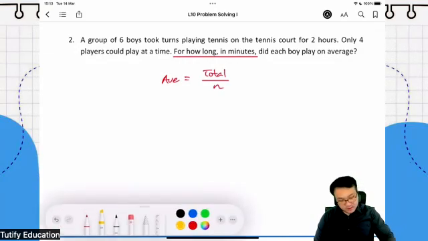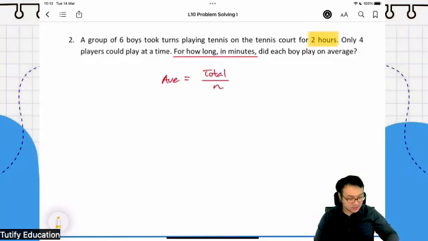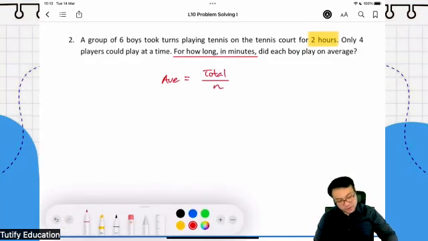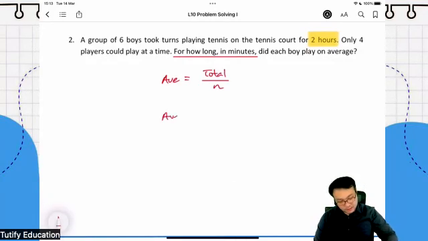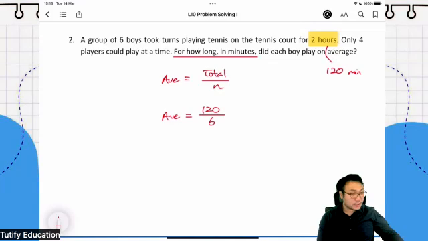Now you know that they spent 2 hours on the tennis court, right? So you're going to say that, okay, 2 hours is equals to 120 minutes. So there's a total of 120 minutes and there's 6 children altogether. So when you divide this, the average, each person gets to play for 20 minutes on average. Correct, students?